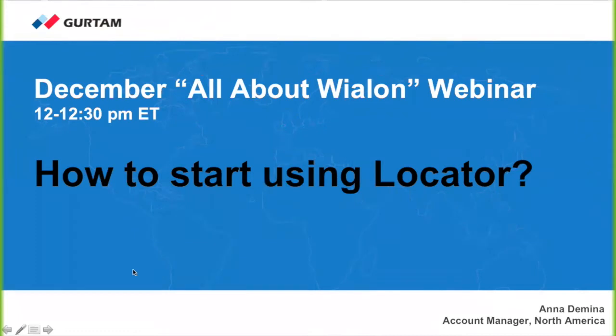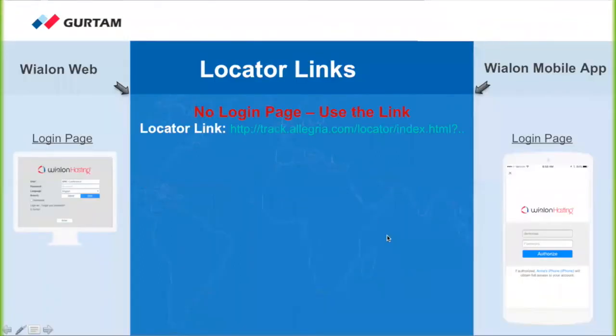So this webinar is about how you can start using Locator. And I'd like to start with the basic definition of what Locator is. So here we see that Locator is the service that allows you to generate links and share current unit's location. This is the official definition. Now let's try to understand what exactly it means.